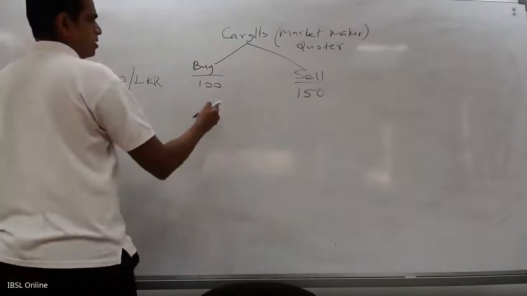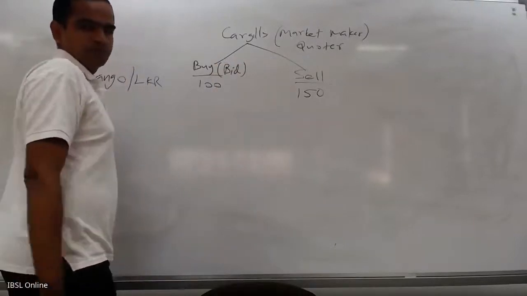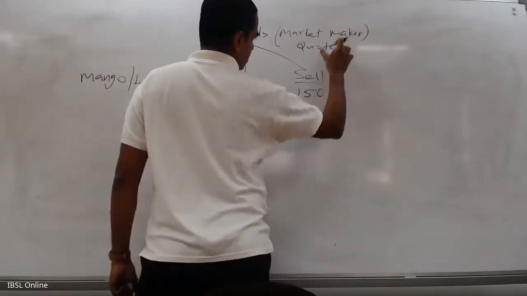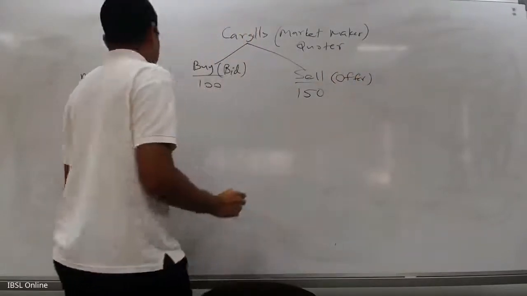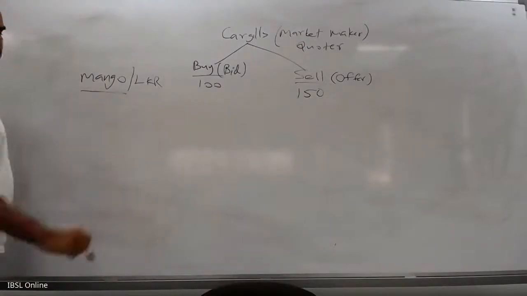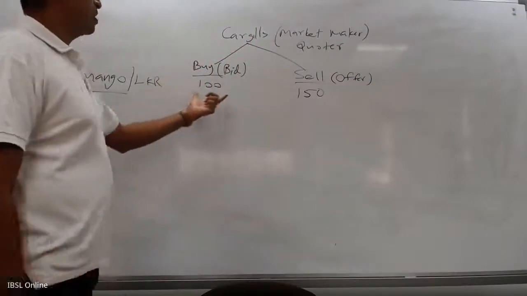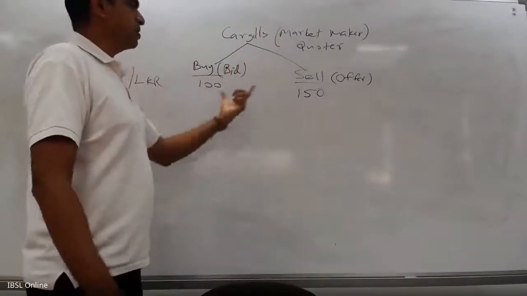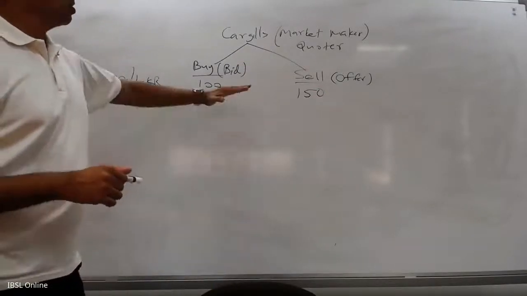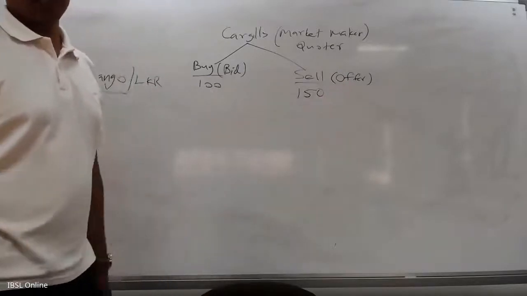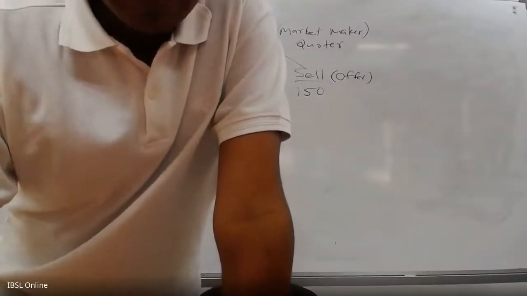Okay. So the price at which the market maker buys is called the bid. They are bidding for mangoes at 100, and the price that the market maker is willing to sell the underlying is called the offer. Remember, you're always talking about the base. The market maker will buy the base at 100, and the market maker will sell the base at 150. So this is the bid, this is the offer, bid and offer.